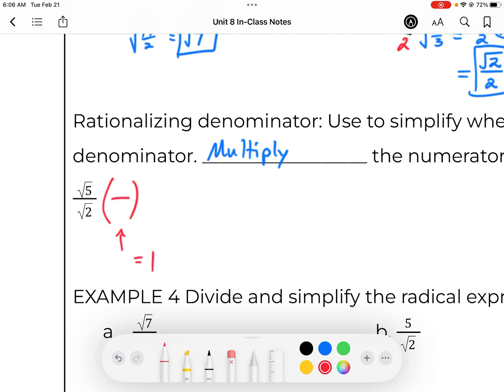Okay, this new fraction equals 1. That means it has to be the same thing on the top and bottom of the fraction. That's why we're multiplying the numerator and denominator by the same thing. The only way to get rid of the square root term is to multiply it by an identical square root by itself. So we're going to multiply by the square root of 2 on the bottom and the square root of 2 on top, because root 2 over root 2 does equal 1.